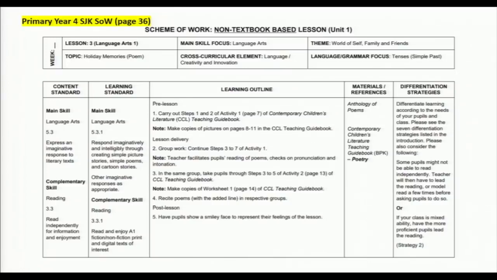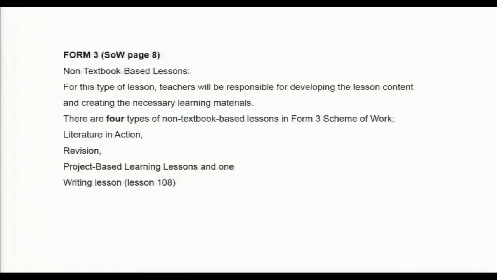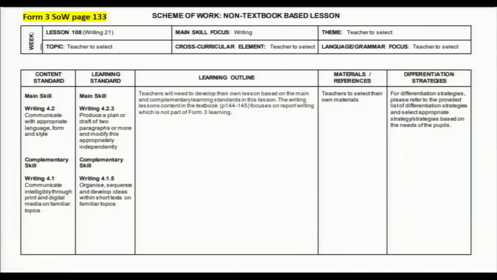Let me give you one more example. So if you look at the form three, that was primary. Form three. What are the non-textbook lessons? Here there are four. You have the literature in action, you have revision, you have project-based learning, and there's one writing lesson, lesson 108. Now if you look at the next slide, you find that this is lesson 108, writing skill. Because in the textbook, it's report writing, and it's not in the curriculum.